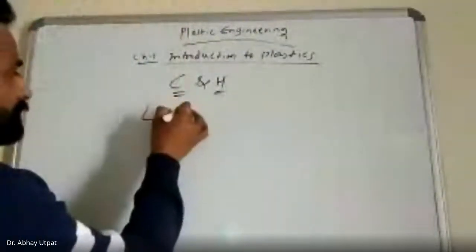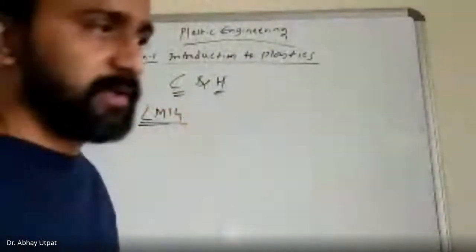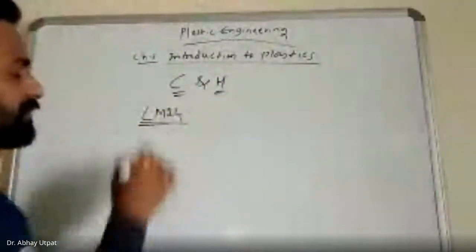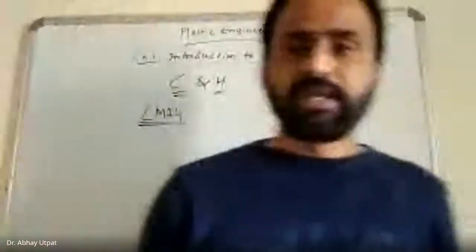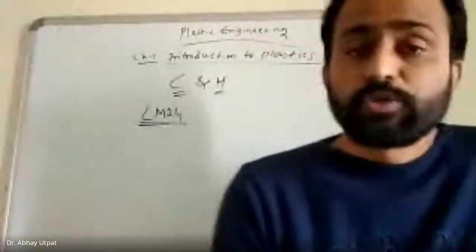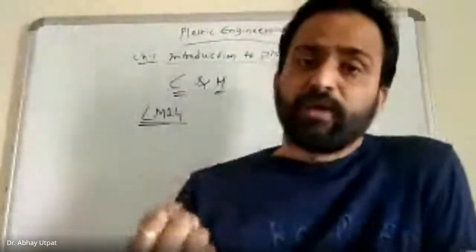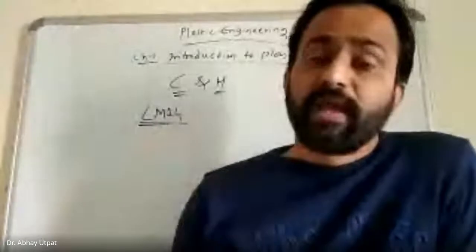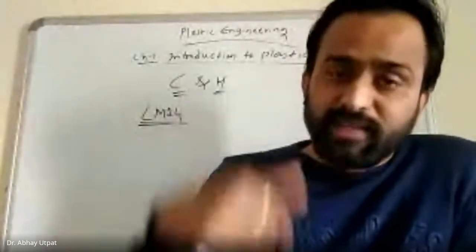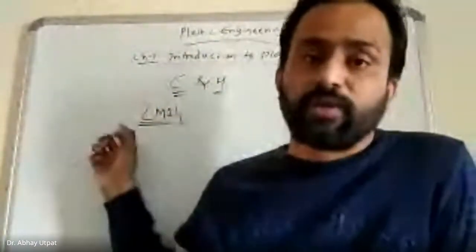This is an interview question. What is the material of piston used in engines? LM14, Y alloy. That is a light metal alloy made up of aluminum, copper, and magnesium. And now inventions are going on that this alloy will be replaced by plastic.